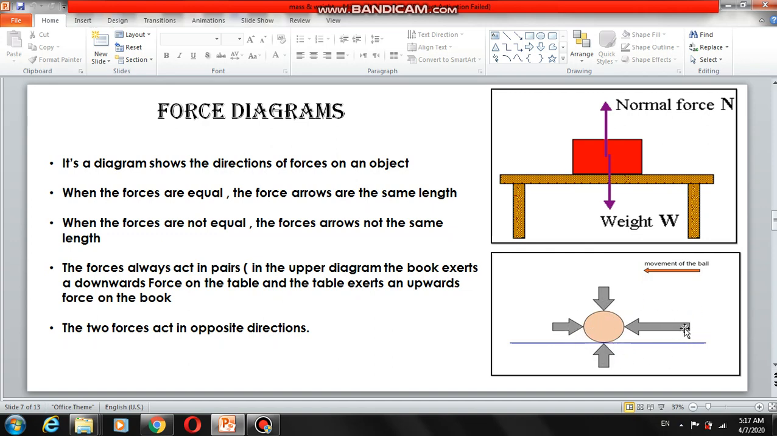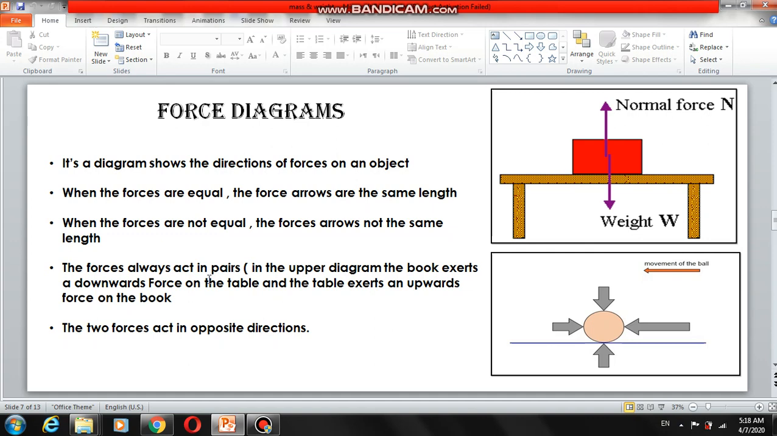If you notice, this force is bigger. Why? Because its arrow is longer. Okay, when forces are not equal, the force arrows are not the same, so this ball will move to the left.